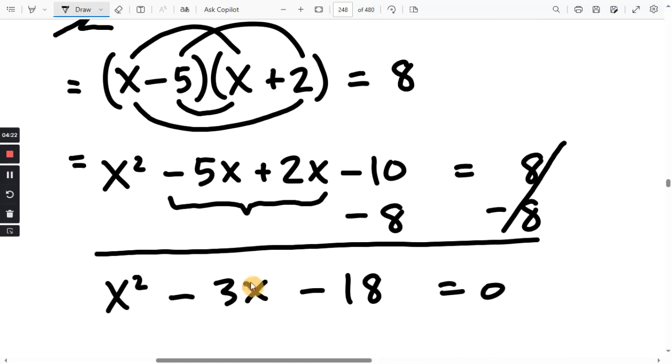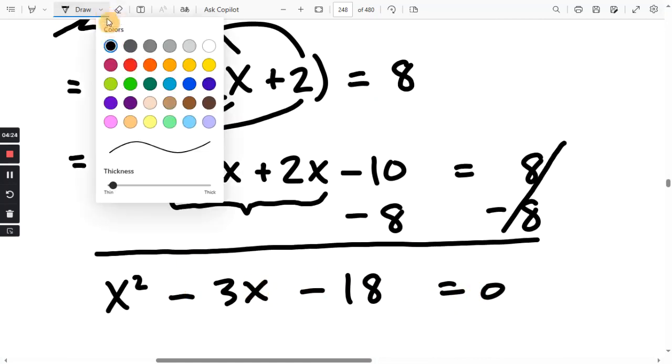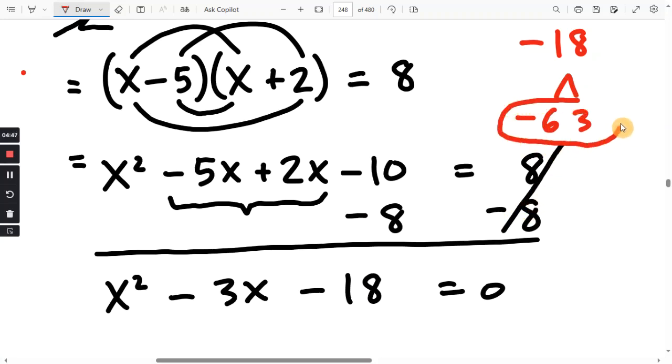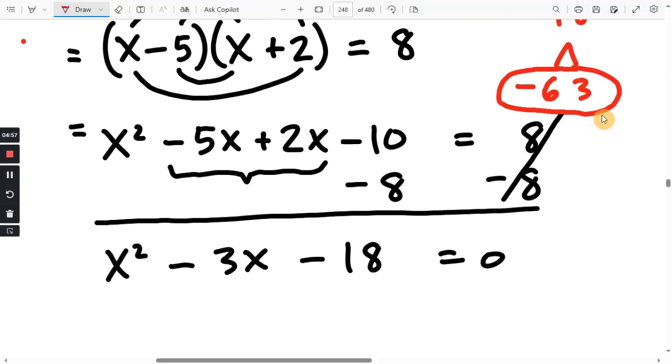You either factor or use the quadratic formula. Let's try the factoring first. There's no coefficient here, so we just write out the factors of negative 18, and we want two numbers that add to negative 3. That's going to be negative 6 times positive 3. Negative 6 plus 3 adds to negative 3, and negative 6 times 3 is negative 18. So that works.